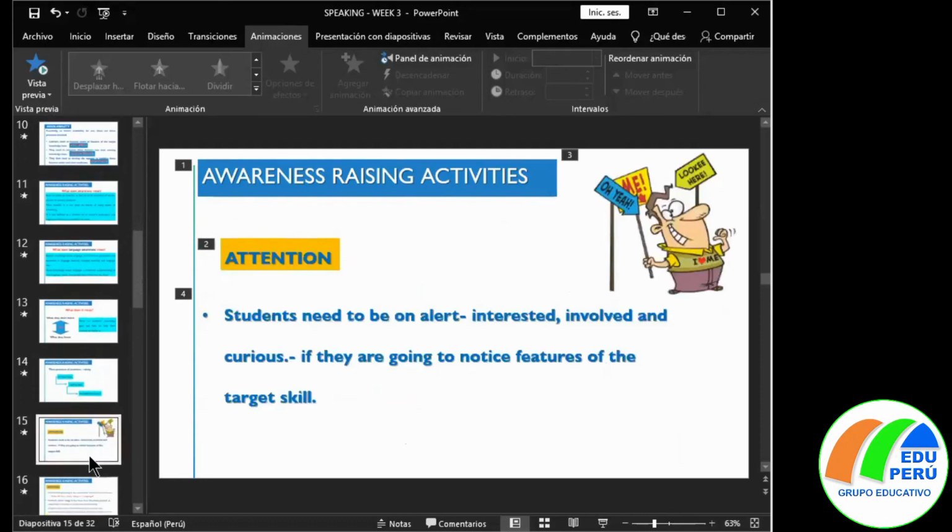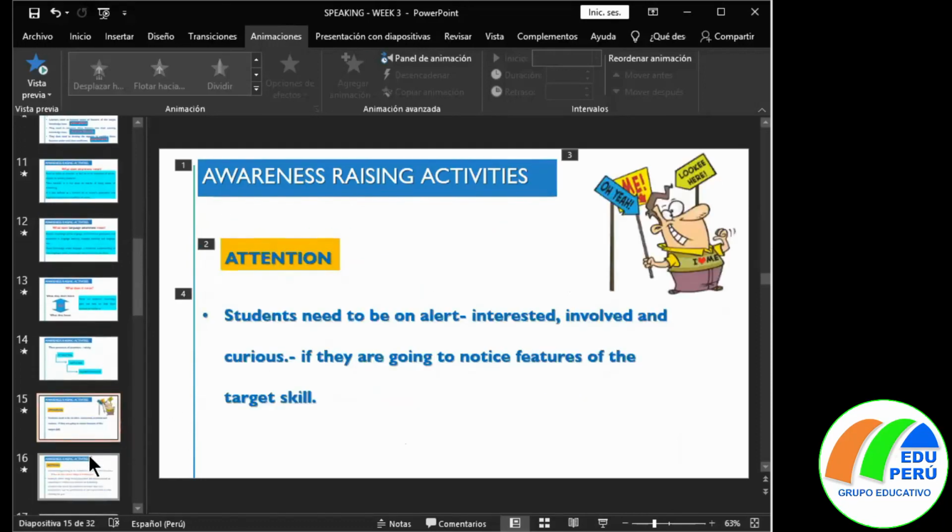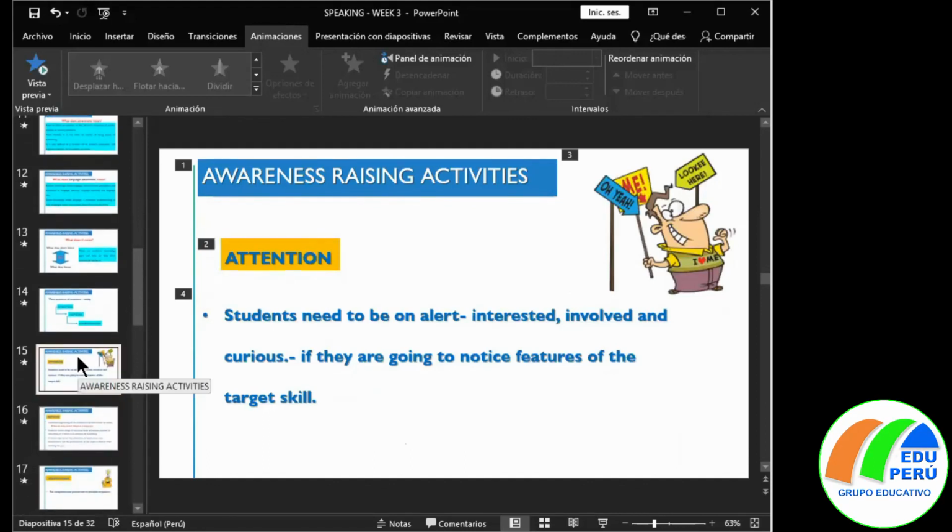So here we have attention, to make your students interested, involved, curious. So you can make something funny, you can make your students listen to a transcript, a conversation, and notice. You can ask some questions. You play an extract or initial part of a conversation, and you ask your students what is next, or what will one character of the conversation, or the story, or the anecdote do. So you could use different activities to catch the interest so that your students are involved.